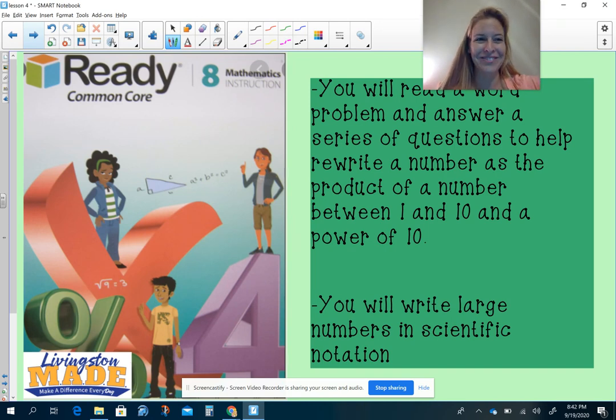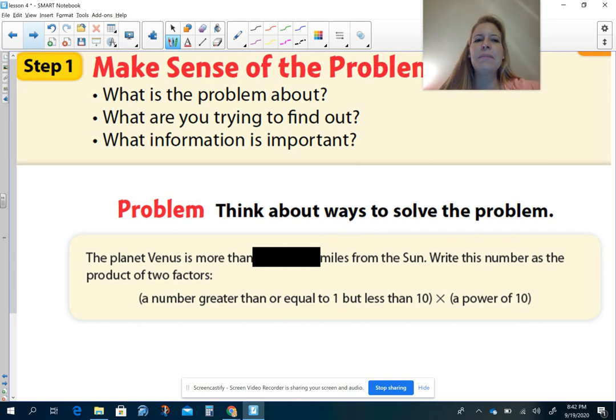Okay, are y'all ready? So let's make sense of this problem. So I'm going to read it to you, and we're going to try to figure out what's important, what we're looking for. The planet Venus is more than blank miles away from the sun. Write this number as the product of two factors. Okay, so before we move on, I want you to think about this. Planet Venus is more than blank miles from the sun.